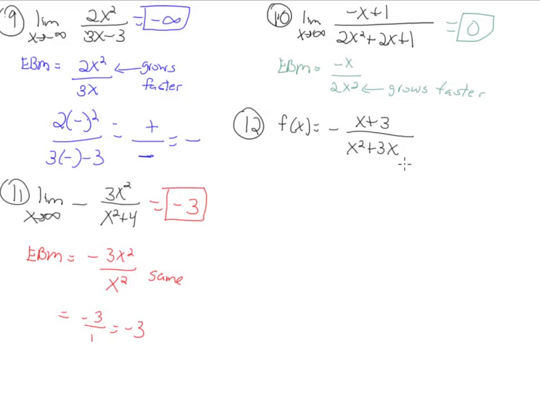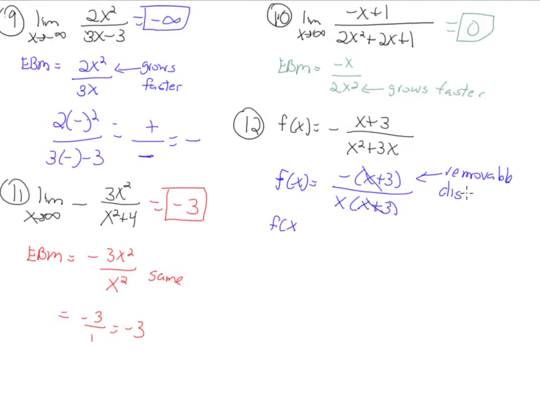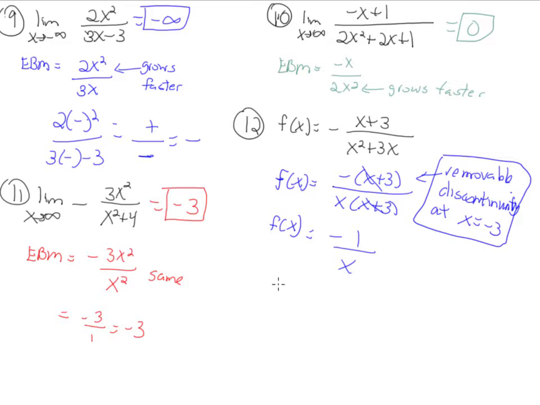Okay, number 12, we're given that f of x is equal to negative x plus 3 divided by x squared plus 3x. And we're asked to figure out when this is continuous. And we know that the numerator is a polynomial and the denominator is a polynomial. So the only place this could be discontinuous is at our asymptotes. So I simplify it down, and I was able to cancel out the x plus 3, so that means I have a removable discontinuity at x equals -3. And then looking at my simplified fraction, it's now -1 over x. I have an x in the denominator, which means I have a vertical asymptote, which means I have infinite discontinuity at x equals 0.